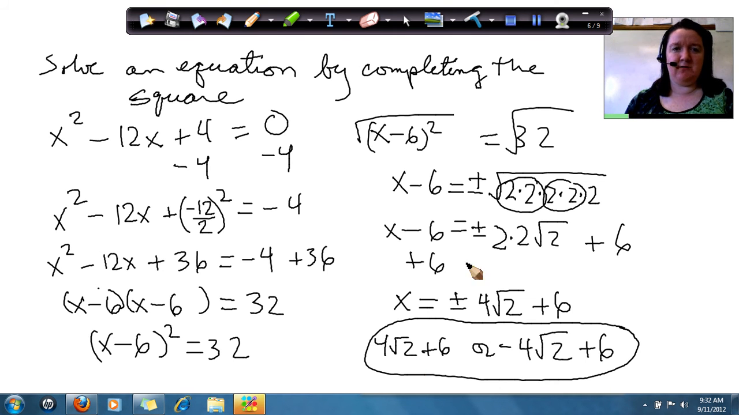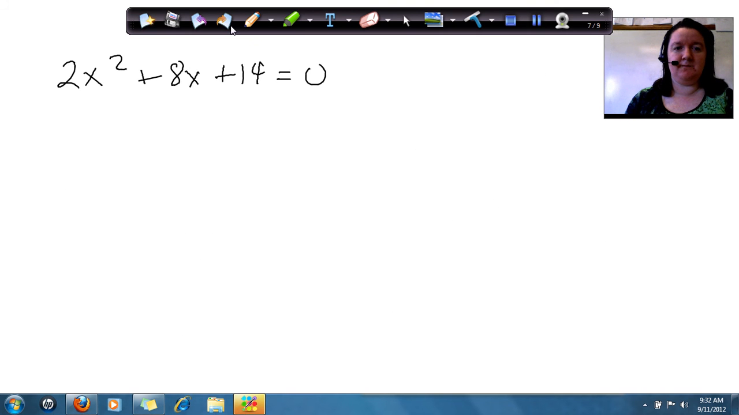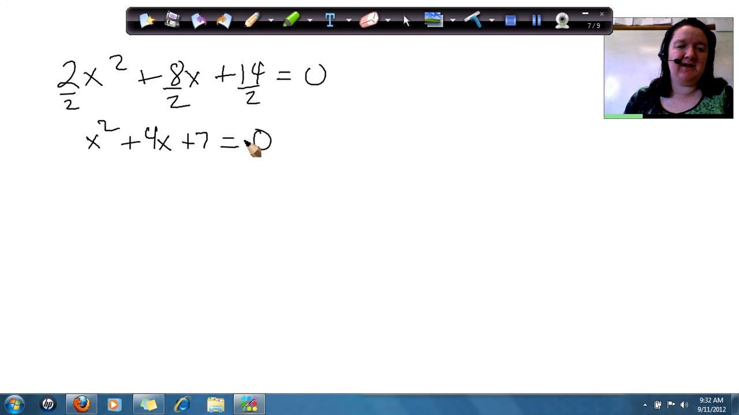Let's look at another example. Here, the first thing I want to think about is, is there a greatest common factor? There is. So I'm going to divide everything by 2. So I'm going to get x squared plus 4x plus 7. Now if I look at that, there's nothing that I can think of that multiplies to 7 and adds to 4. So we have to complete the square. I'm going to subtract the 7 over to the other side. So now we have x squared plus 4x equals a negative 7.